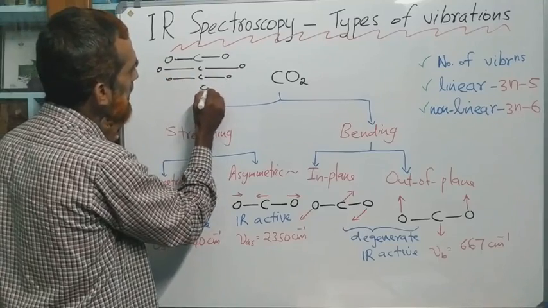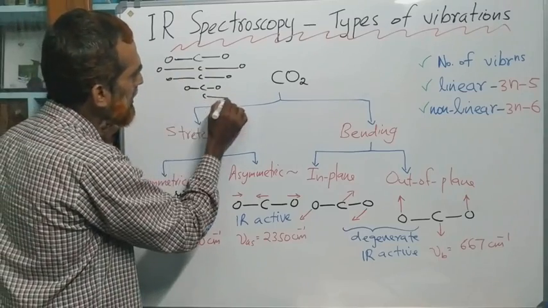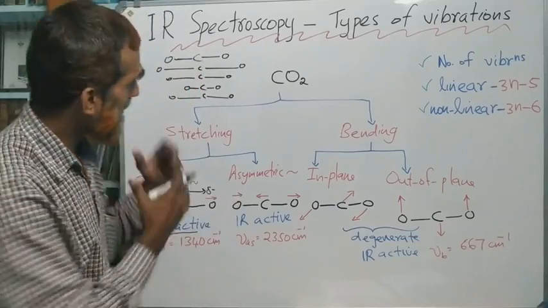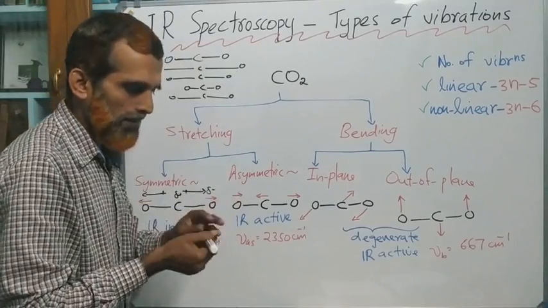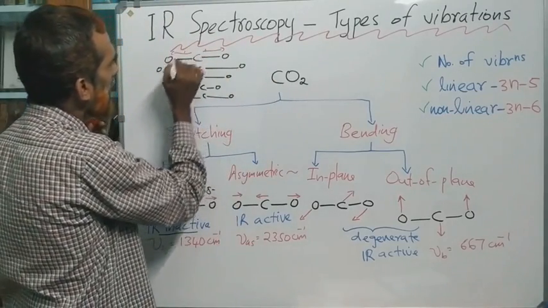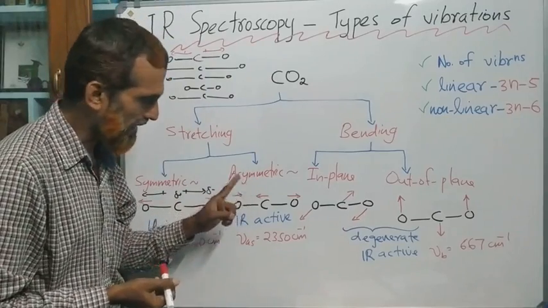Then it contracts like this. Bond length decreases like this. And it goes back to the mean position. See, this will clearly explain how the vibration takes place. And if we show all the bond moments, you can see that they get cancelled in all the conditions. Okay, coming to the next, asymmetric vibration.